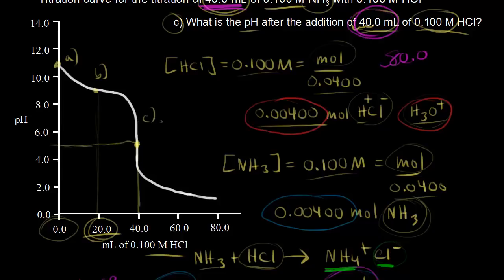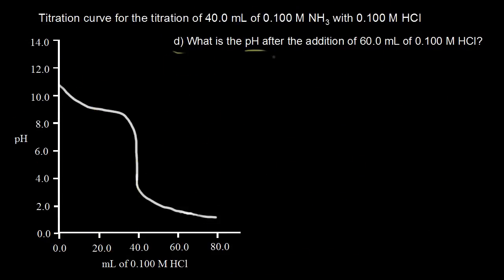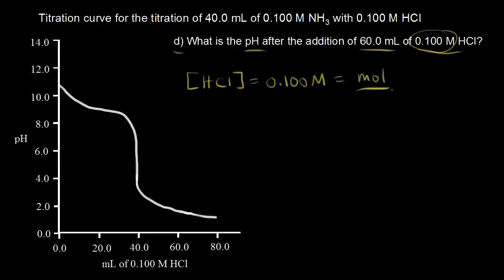So this is part C of our question. The pH is equal to 5.28 at the equivalence point. Finally, in part D, our goal is to find the pH after we've added 60 milliliters of our 0.1 molar solution of HCl. So this time, how many moles of acid have we added? We can find that from the molarity, since our concentration is 0.1 molar of HCl, and molarity is moles over liters. So we're adding 60 milliliters, which is 0.06 liters. We solve for moles.